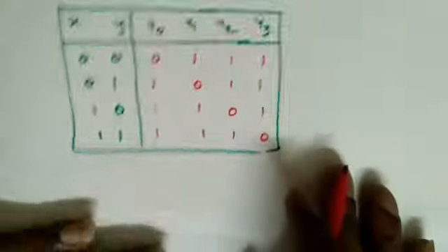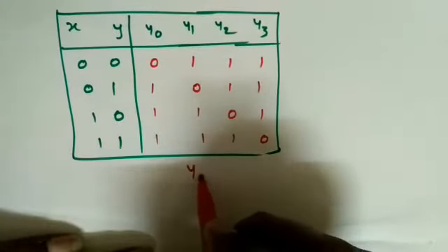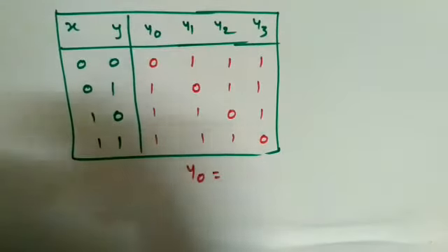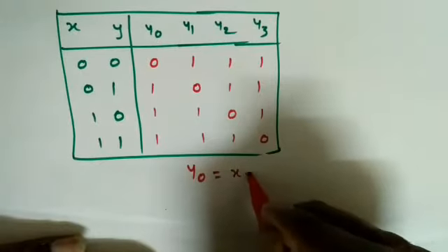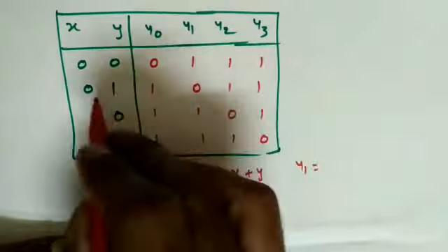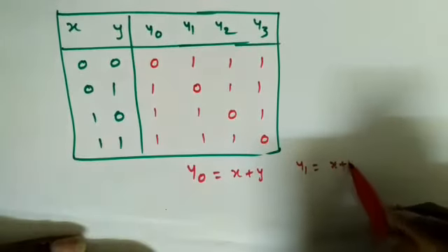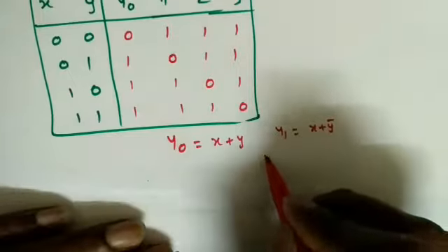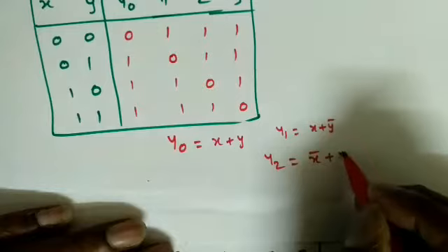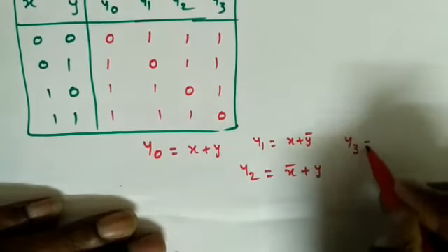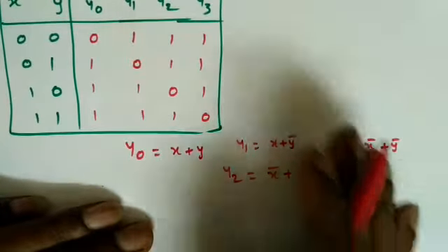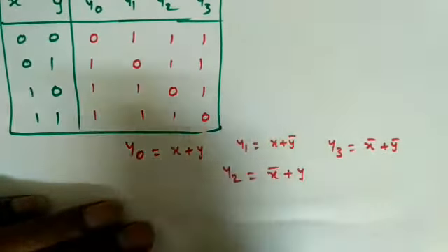Now how to write this function? So y0 is equal to, so what is this function? Here we need to write the max terms. So what is this? Simply x plus y. Next y1 is equal to, what is this? x plus y bar. Similarly, what is y2? Y2 is this one, x bar plus y. Next y3, simply x bar plus y bar, just the opposite of the previous case. So now we will get the max terms, right?